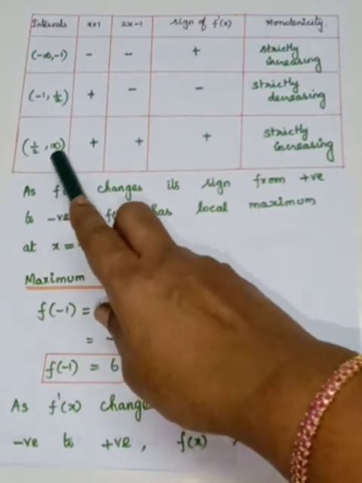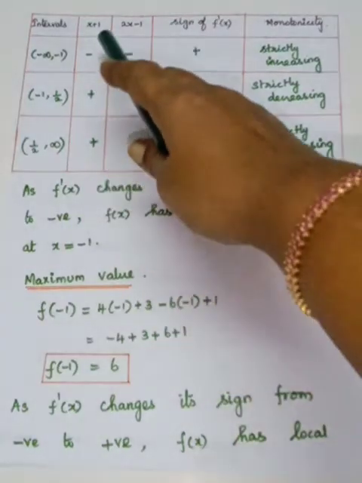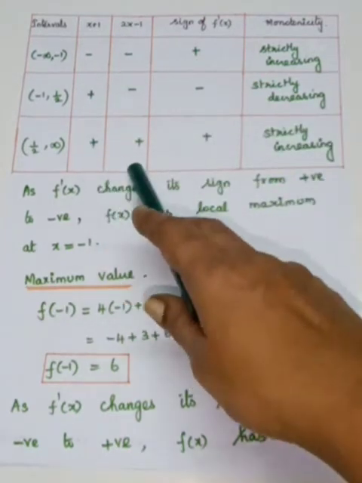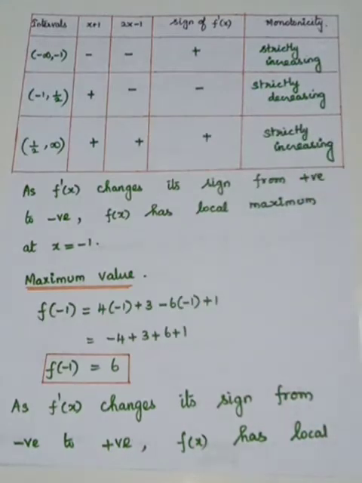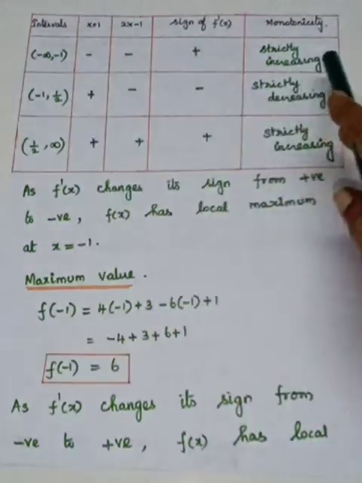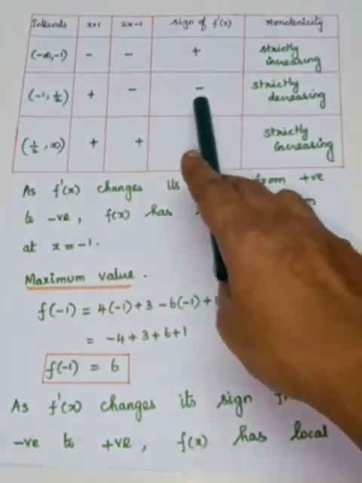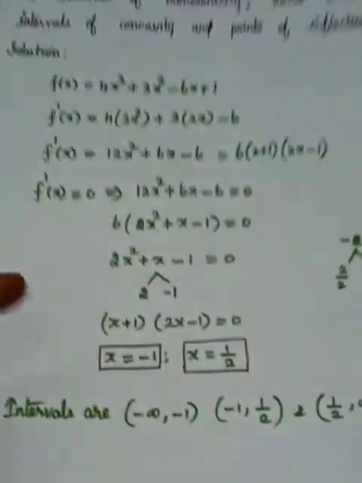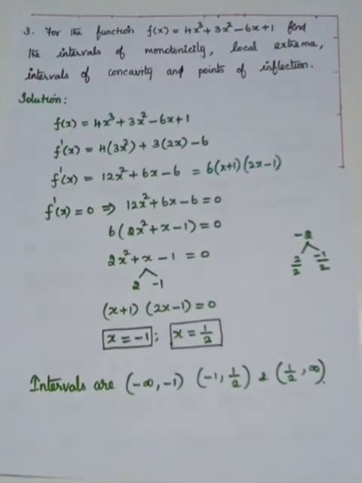Take the next interval, half to infinity. What point can you take? 1 can be taken, so x is equal to 1. If you substitute, x plus 1 is positive. Here, substituting 1 in 2x minus 1 gives 2 minus 1, that is also positive. Positive into positive is positive. If you multiply with 6, a positive number, it is positive. So therefore strictly increasing. So f of x is strictly increasing in minus infinity to minus 1 and half to infinity, and f of x is strictly decreasing in minus 1 to 1 by 2. Okay. So the first result: we have found the intervals of monotonicity, that is, the intervals over which the function is increasing or decreasing.